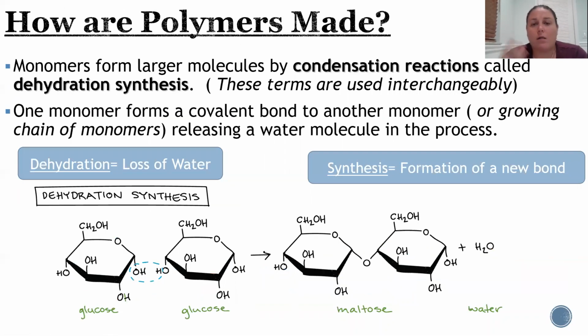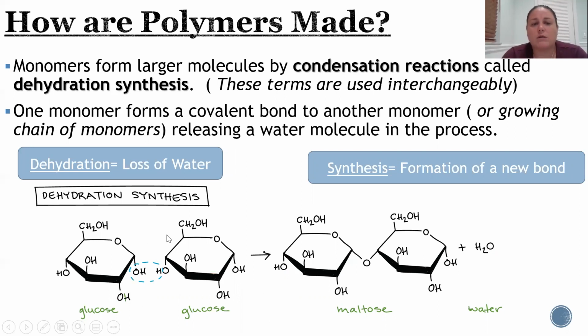So how are polymers made? We said it happened through the process of synthesis, but a lot of times, and especially on the Cambridge AICE exams, they refer to them as condensation reactions. So this process of synthesis, we are also going to say is a condensation reaction. And the terms dehydration synthesis and condensation reaction mean the same thing. So sometimes they will be used interchangeably, but they're meaning the same thing.